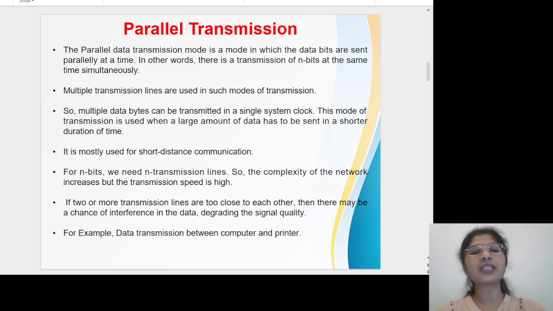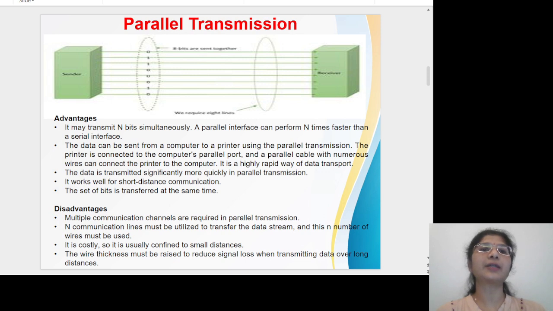If two or more transmission lines are too close to each other, then there may be a chance of interference in the data, degrading the signal quality. The example of this type of parallel transmission is data transmission between computer and printer. This is the basic diagram of parallel transmission.